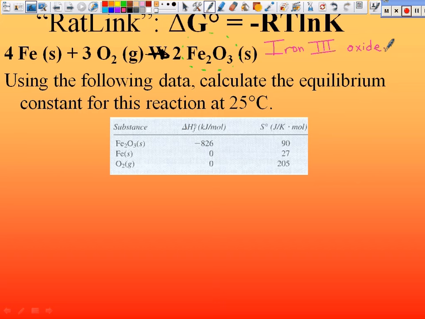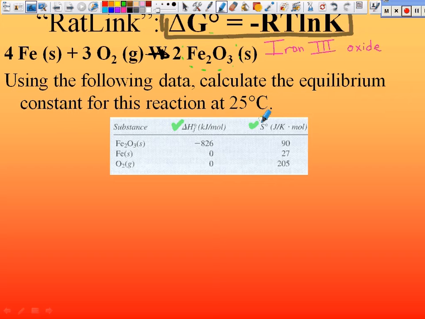Alright, now, my next question says, use the following data to calculate the equilibrium constant. So this is exactly what we talked about yesterday. Look at what all they gave you. This is going to be a multi-step problem if this were a free response question. It specifically says calculate the equilibrium constant, but the only data they give you is delta H and S. That's the only data they give you this entire problem. So how can you go from H and S all the way to K?